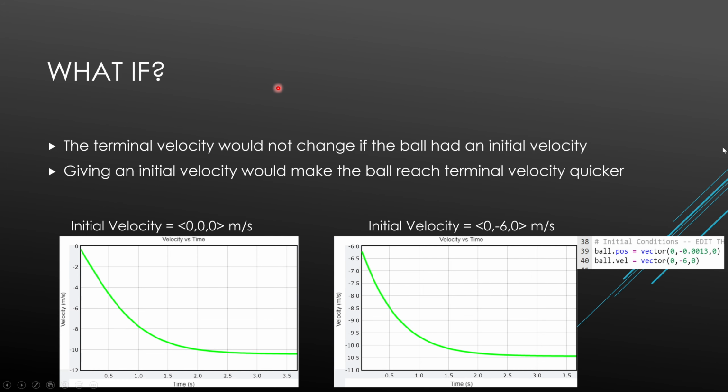The answer to the what if question: it doesn't matter if the ball is given an initial velocity. The terminal velocity is not going to change. The only difference is how fast it reaches that terminal velocity. When the initial velocity is 0, it reaches that at about 3 seconds. So what I did is I changed the code, gave it an initial velocity, and it reaches the terminal velocity at about 2 seconds.